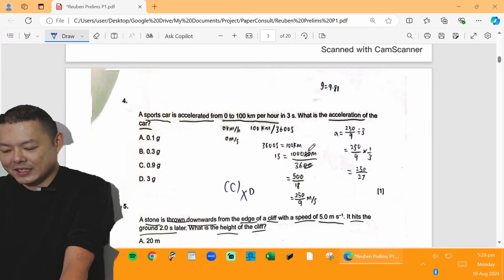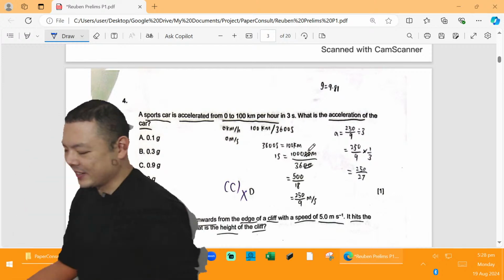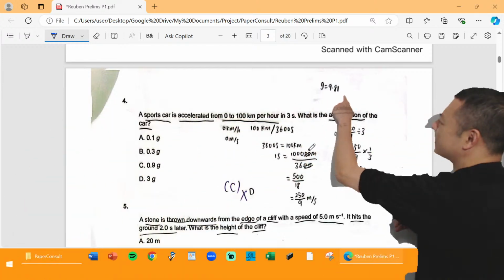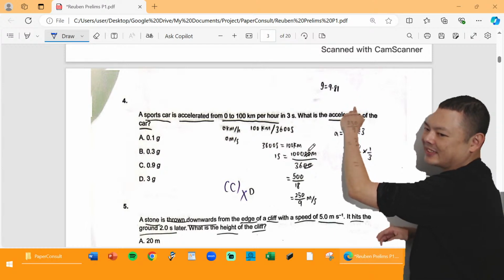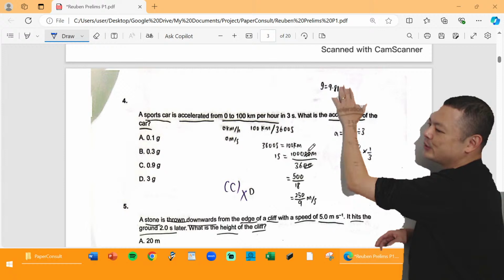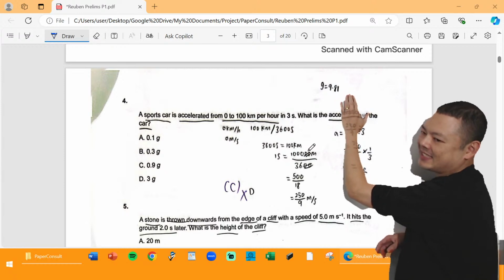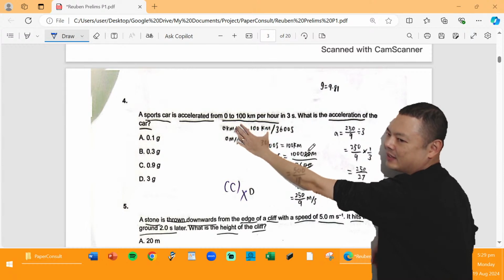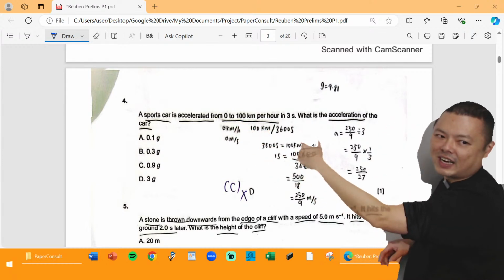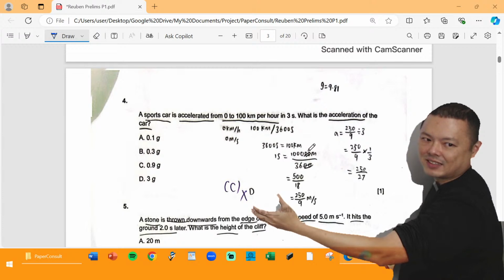is, okay, so g is in what units? You wrote 9.81, right? But you didn't write 9.81 meters per second squared. So g, the units is in meters per second squared. That's the problem, because down here they say 100 km per hour. So you need to convert 100 km per hour to meters per second.